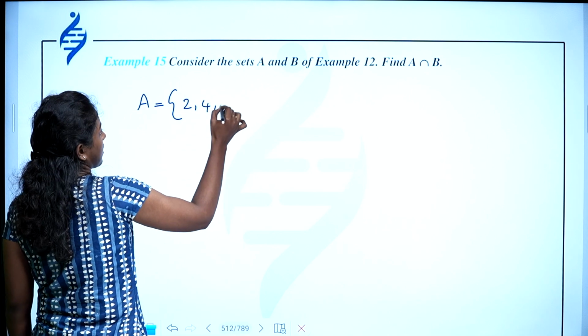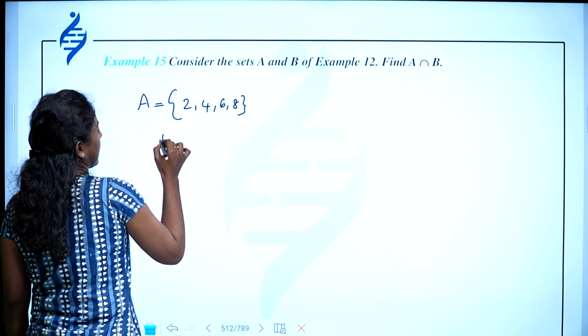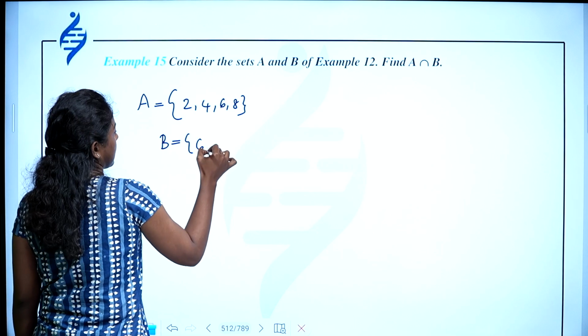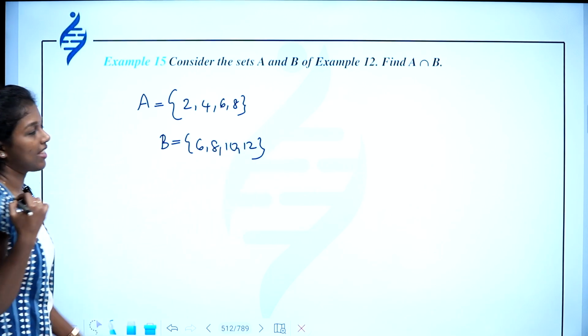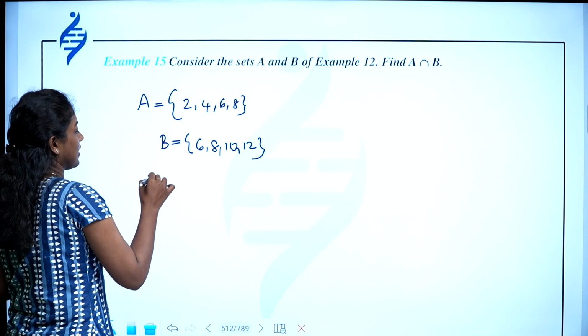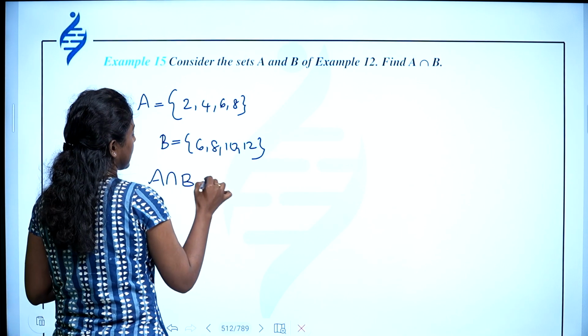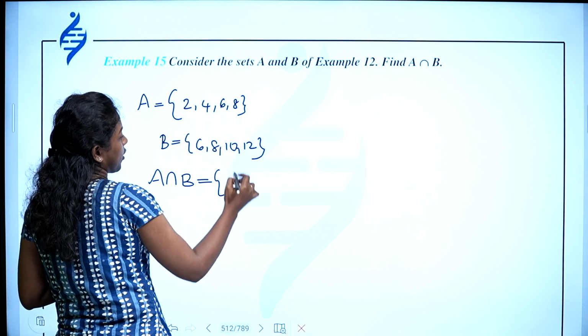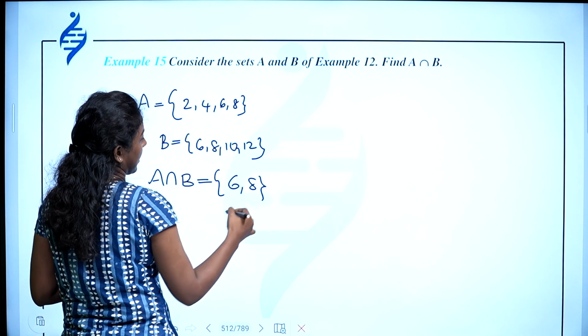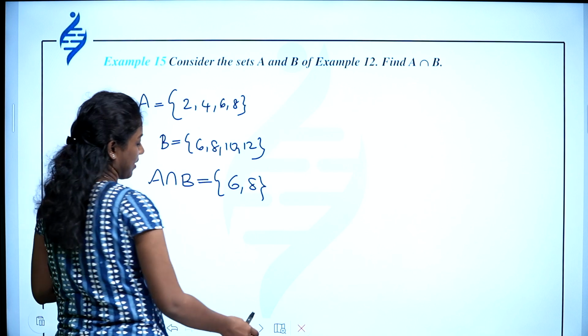2, 4, 6, 8, then 6, 8, 10, 12. Okay, this is our set. And they asked us to find the intersection. A intersection B means what? 6 and 8 are common. So you have to take 6, 8. This is A intersection B.